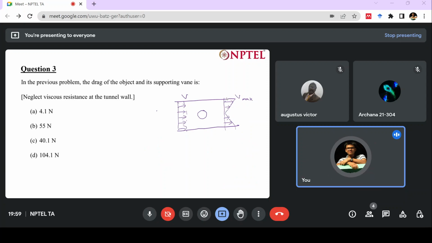Can you say how we can approach this problem? In the previous problem, we had actually included this inside our control volume, and we were only focused on the two outer edges. Using these two outer edges and the velocity profile there, we had found out our Vmax. What will be the change in our velocity? Now, in this question, the drag on this object is being asked.